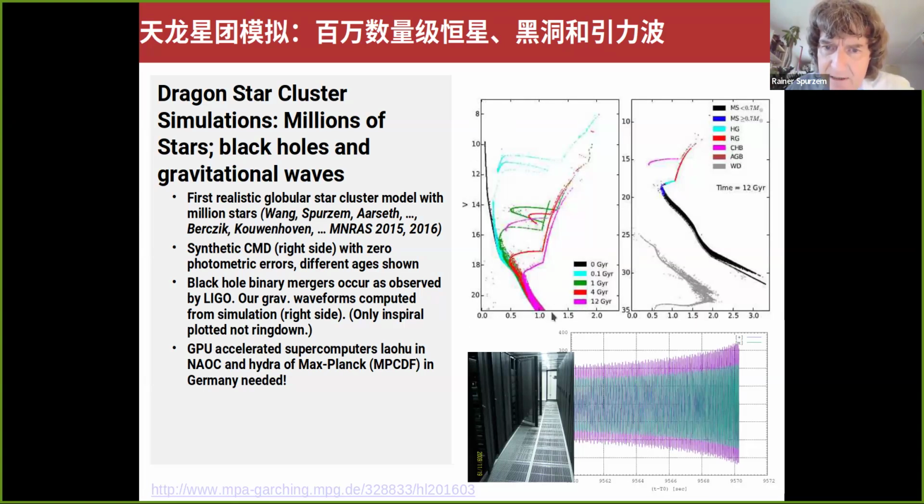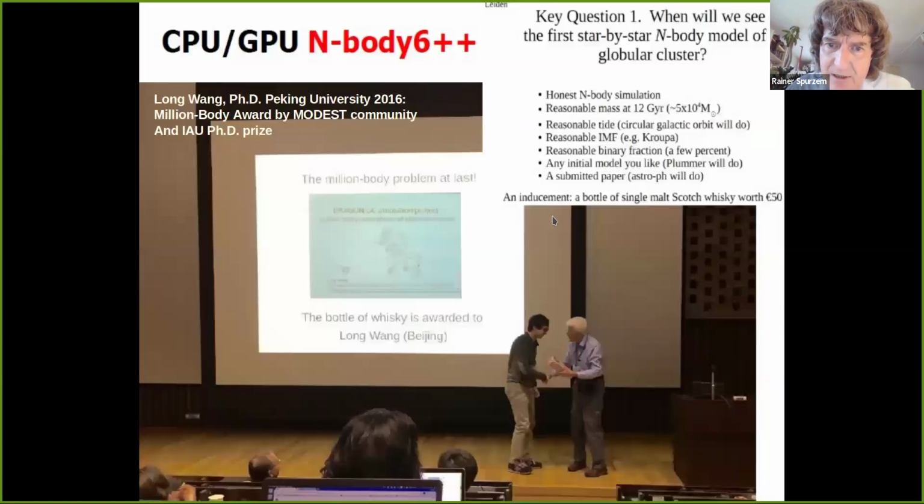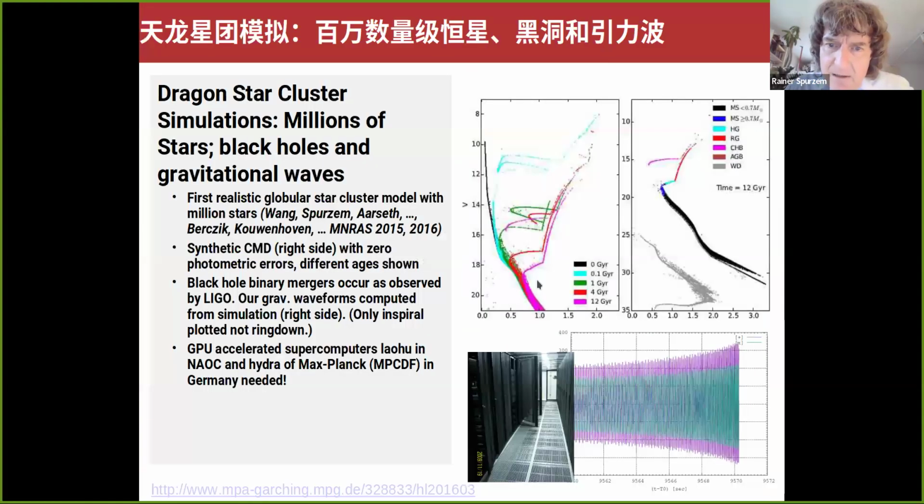The temperature here: high temperature on the left, low temperature on the right. And then the observed clusters, like 12 gigayears, have a typical signature here of the main sequence and the giant branch, and it depends on time also. I will not go into details. It's just to see that our simulation reproduces the standards.